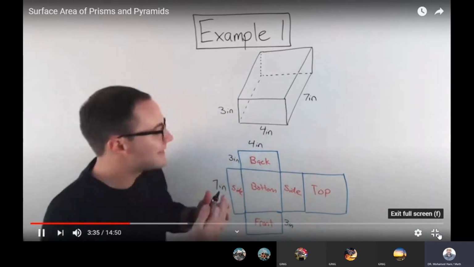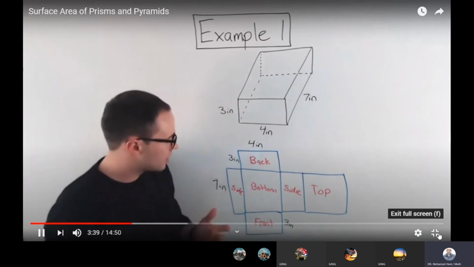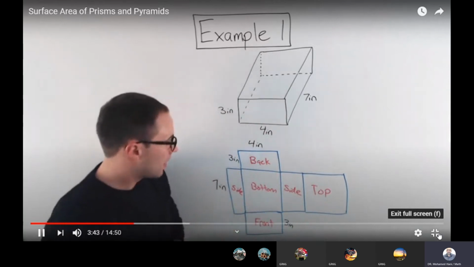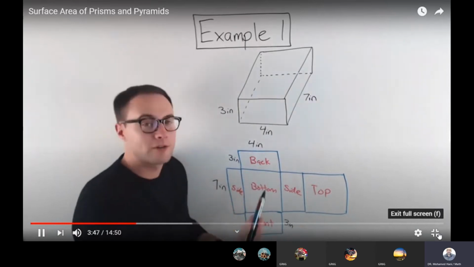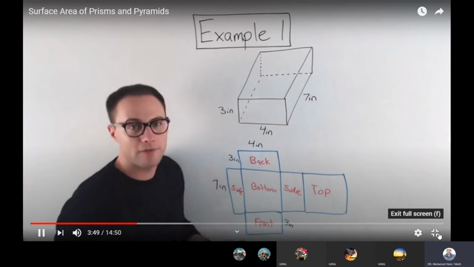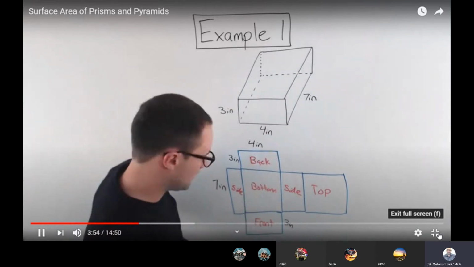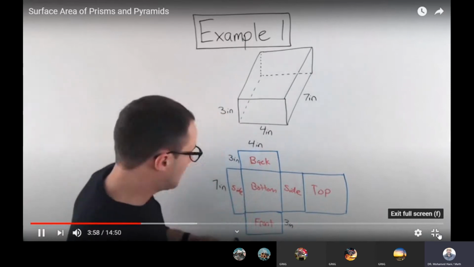So with this, now hopefully it's making a little bit more sense and looking a little bit easier on how to find the area. Now that it's 2D, right? We just have a whole bunch of rectangles and we know how to find the area of that. So back and front, kind of the key with this is to be organized.